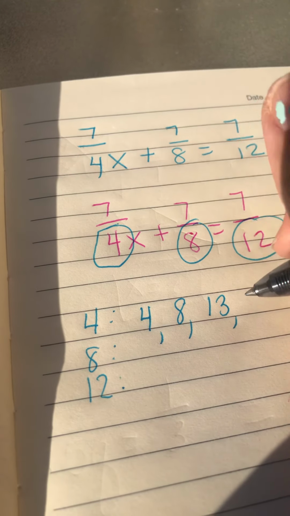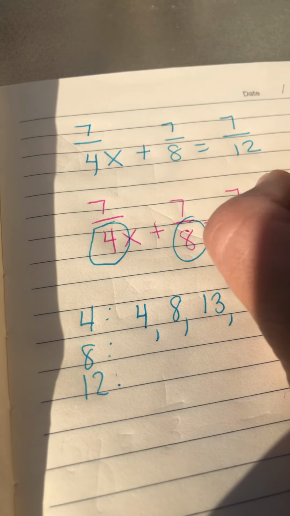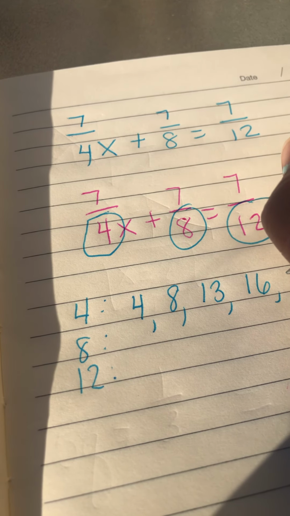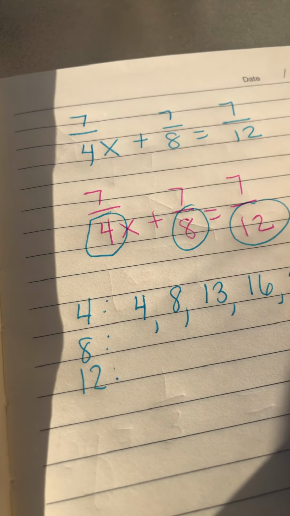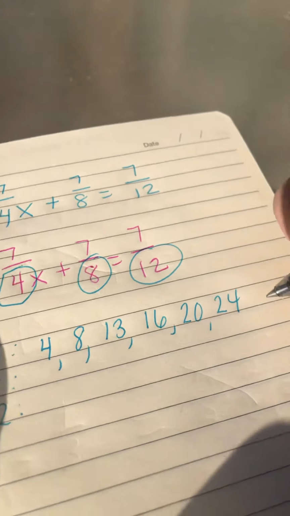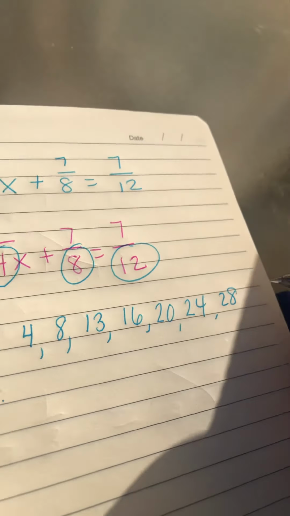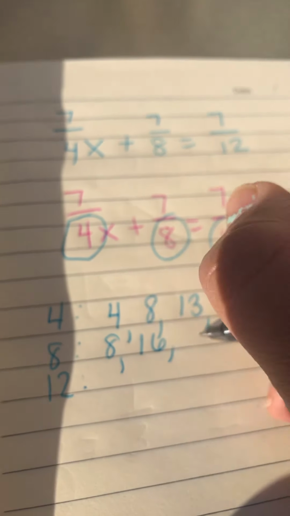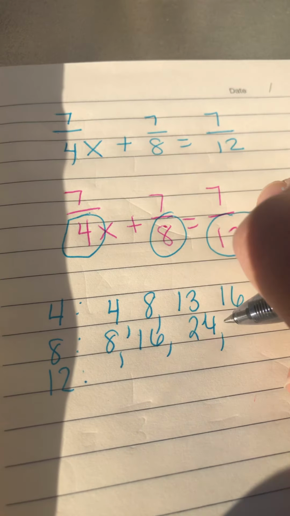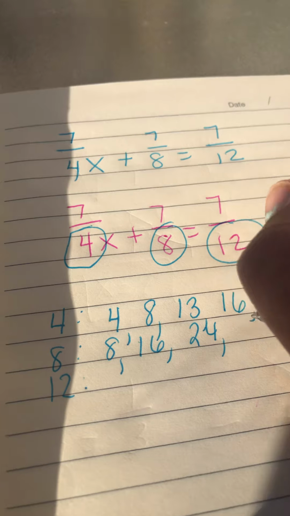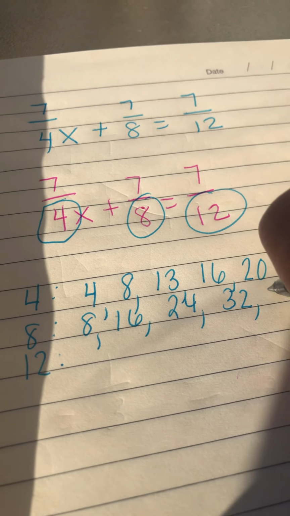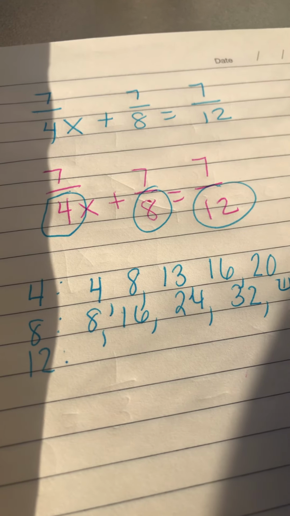4 times 3 is 12, 4 times 4 is 16, and then 20 and 24. Okay? And then 28. I'm going to stop right there and see if we can get a common one. Then you go here. Okay, 8 times 1 is 8, 8 times 2 is 16, 8 times 3 is 24, 8 times 4 is 32, 8 times 5 is 40.